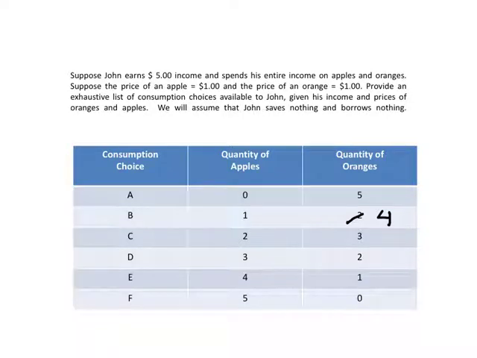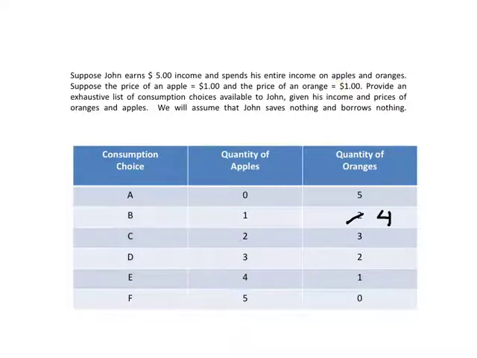This is the last lecture on budget line. In the previous video, we looked at a situation where John earns $5 as income and spends his entire income on apples and oranges. And this person saves nothing, borrows nothing. And the price of an apple is given to us as $1 per apple. And the price of an orange is again $1 per orange.